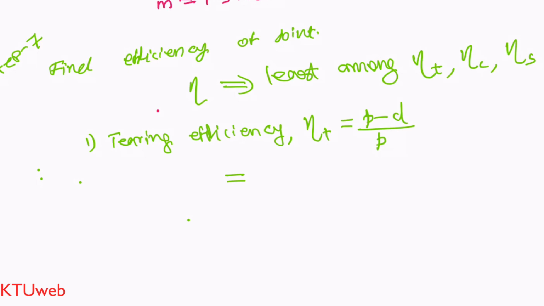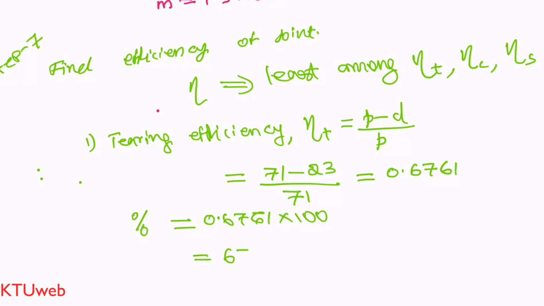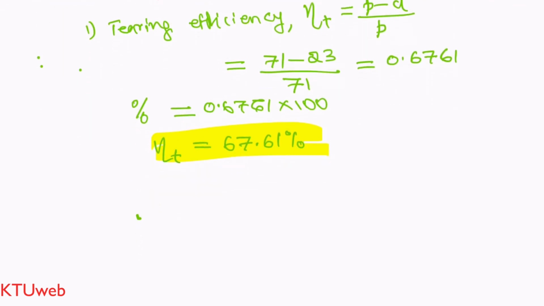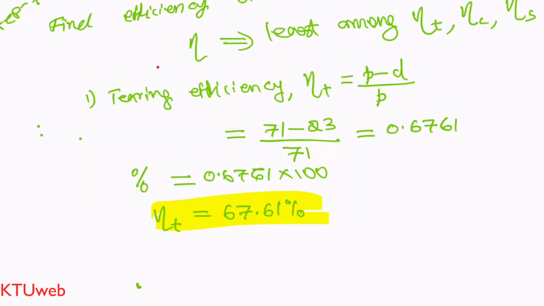This is the equation. So we have 71, the pitch that we found, minus 23 by 71. Upon solving, you will get 0.6761. To find efficiency in percentage, you have to multiply this with 100. That is equal to 67.61 percent. So we have eta T is equal to 67.61 percent. Similarly, we have to find the next efficiency, what we call crushing efficiency.